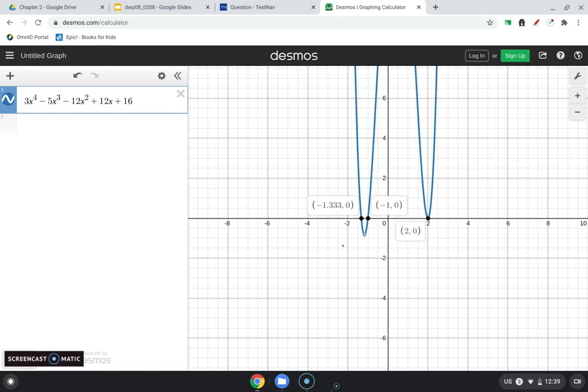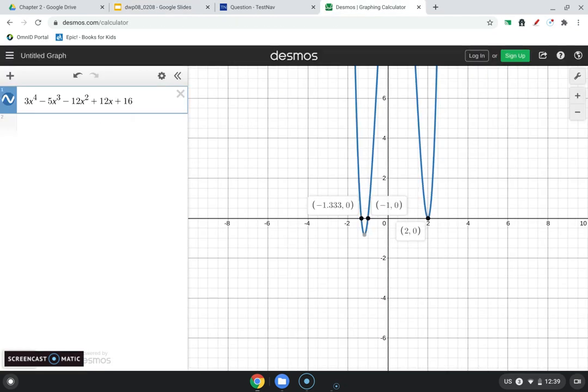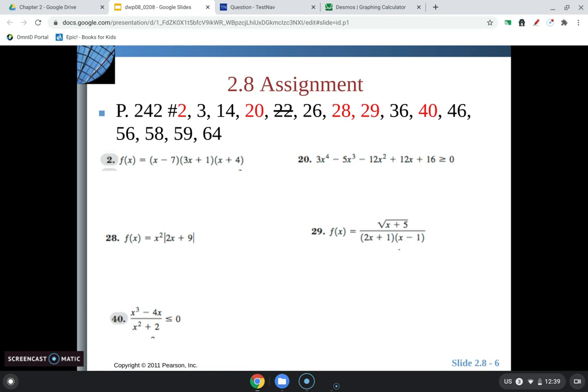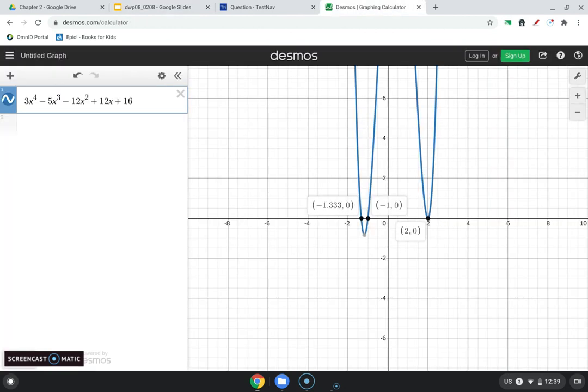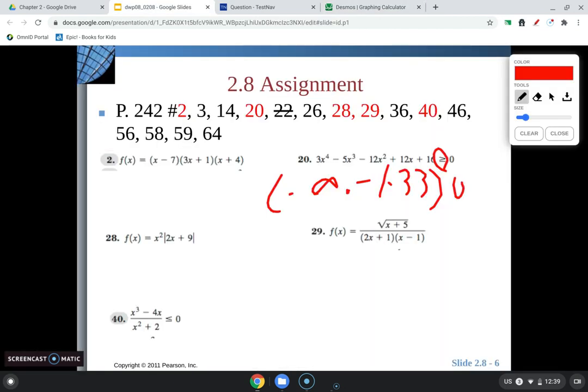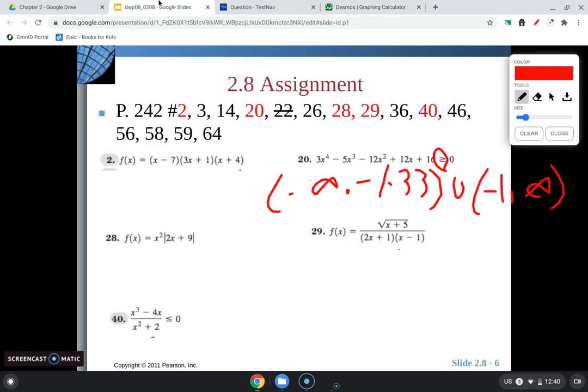So it's positive from -infinity to -1.33, because we're going greater than, it's also or equal to 0. Then it's positive from here all the way out, so from -1 to infinity. Positive means above the line. It's only below the line right there at that little dip.